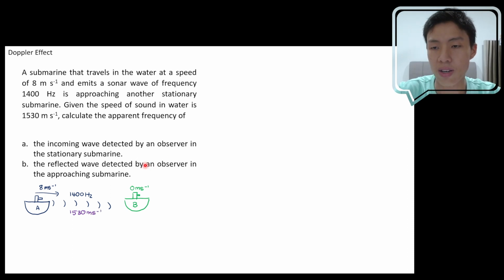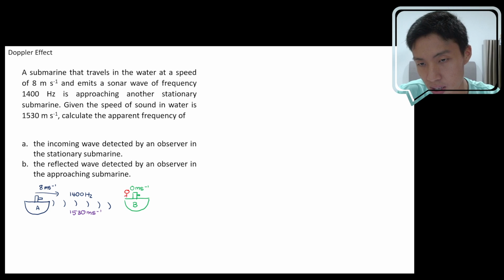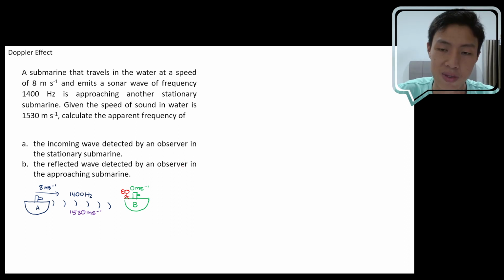Right now they ask, calculate the apparent frequency of the incoming wave detected by an observer in the stationary submarine. So that means our observer is staying at the stationary submarine. Let's draw the observer. Let's assume the human here is special and can live inside water. It opens up its ear and listens, then what frequency will be detected? That's what we want to determine here. So let's look at question A.